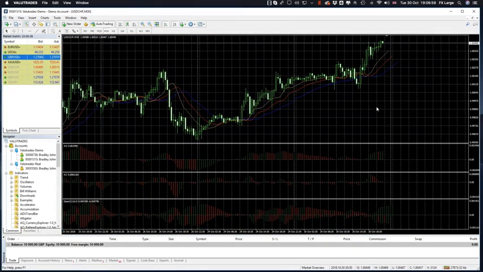Okay, so now we have a full-size chart. I'm going to make this look a little nicer in a few minutes. Let's go through MT4 as a platform itself.